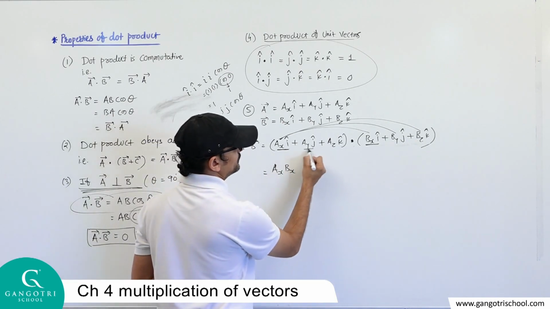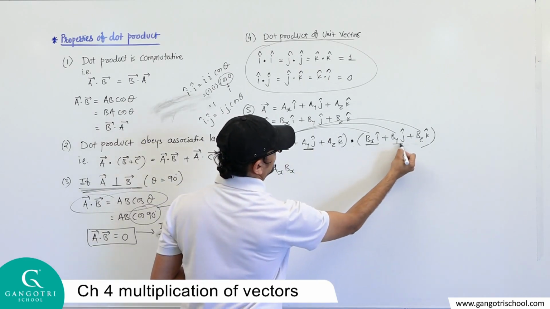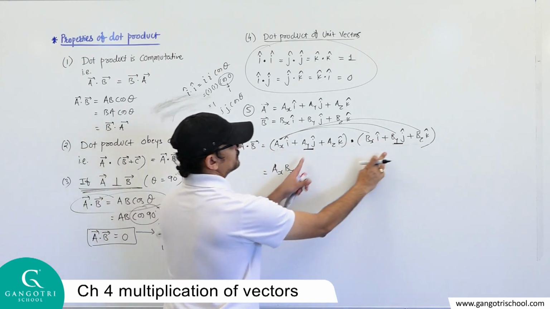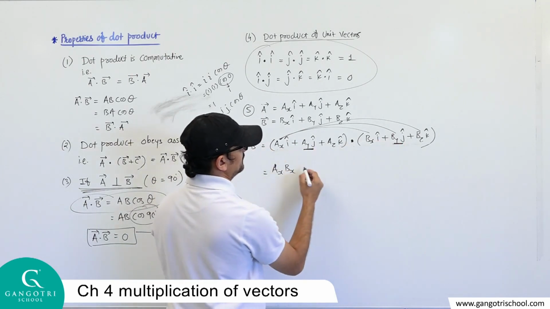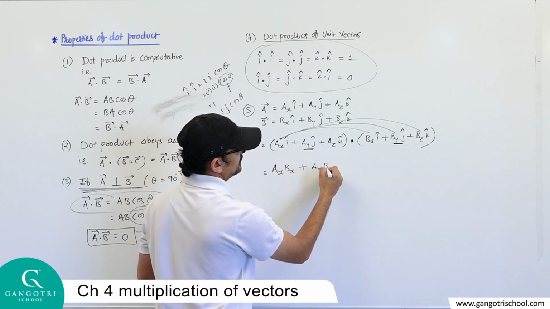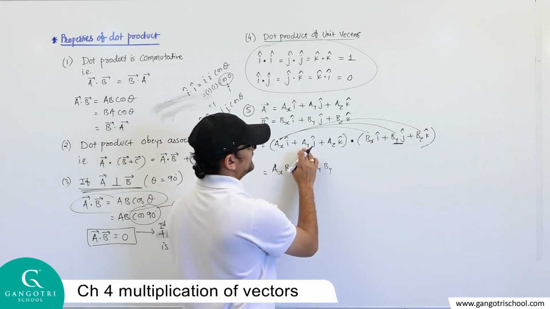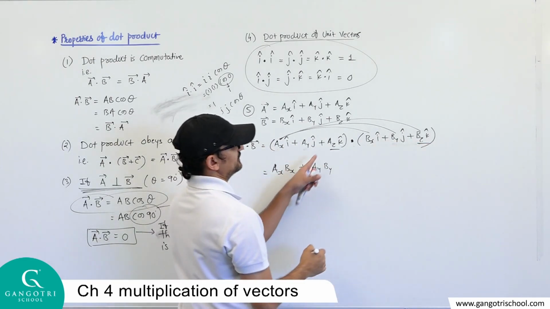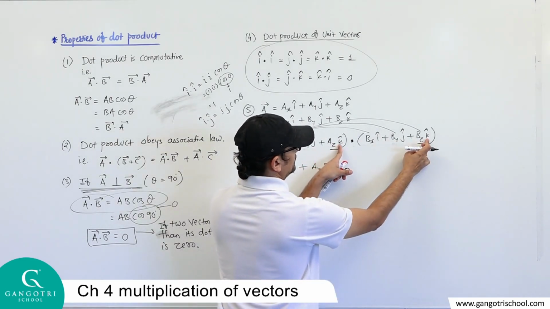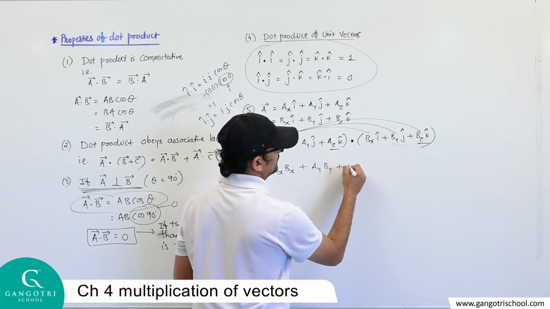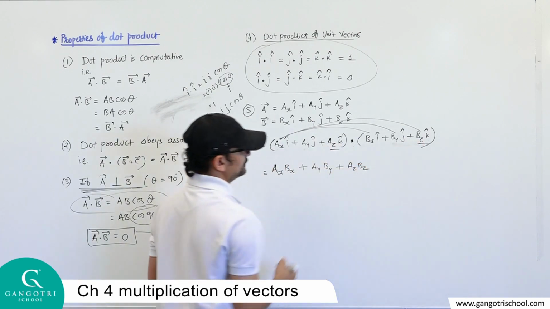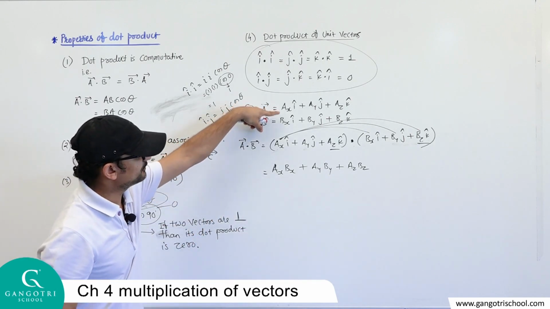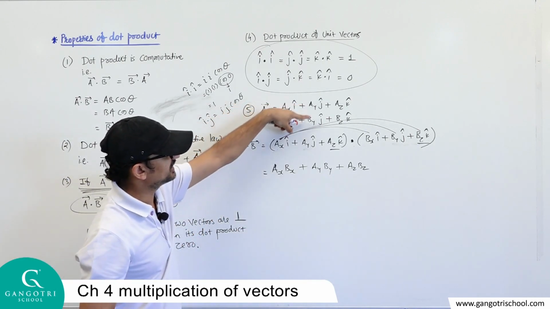Similarly, the y component is multiplied with only the y component, because j dot j is 1, so ay by. And the z component is only multiplied with the z component of the other vector, because k dot k is 1, so az bz. I hope you understand this. So in case of dot product, x component with x component, y with y and z with z.